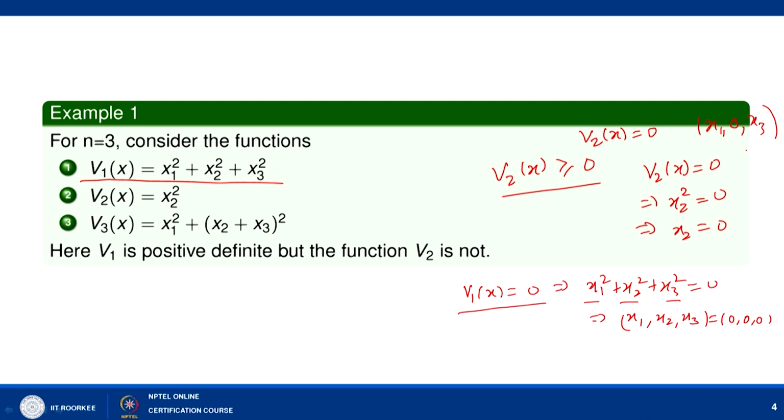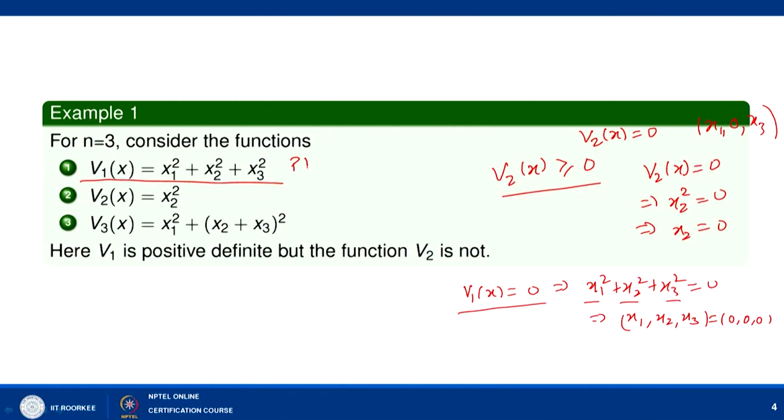So, it means that it is taking non-negative values throughout the domain, and it is taking the value 0 at points other than the origin also. So, in this case v2(x) is a positive semi definite function. Here v1 is positive definite, and v2 is positive semi definite. It takes only non-negative values, and it takes the value 0 other than at the origin also. So, it is a positive semi definite function.